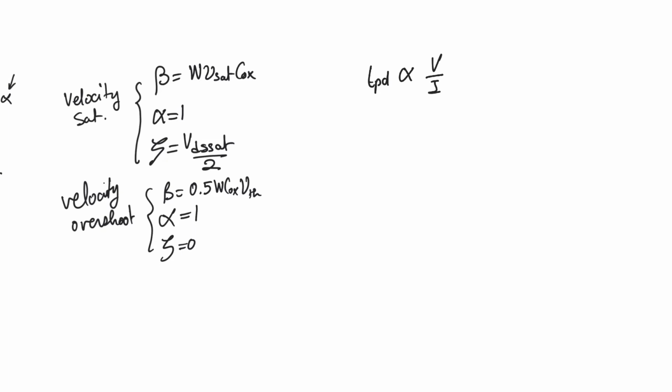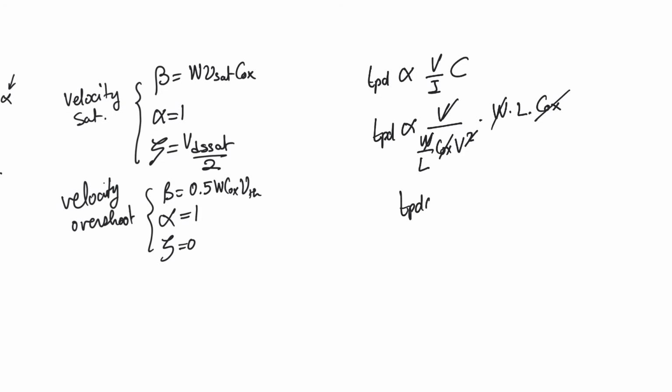This is basically the resistance that is charging or discharging the capacitive node multiplied by the capacitance of the capacitive node. And so if we expand the expression of current, it's proportional to V over current in a long channel transistor, which is going to be W over L times C oxide times V square, and capacitance is going to be W times L times C oxide. So the C oxide is going to cancel, and we will lose one of the V's, and we will lose the W, and therefore we'll get TPD is proportional to L square over V.